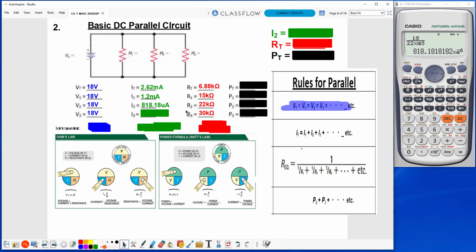All right, so 18 volts divided by 30k ohms. So I'm going to change the 22 to a 30. 30k ohms, 18 volts. What's my current going to be? 600 microamps.